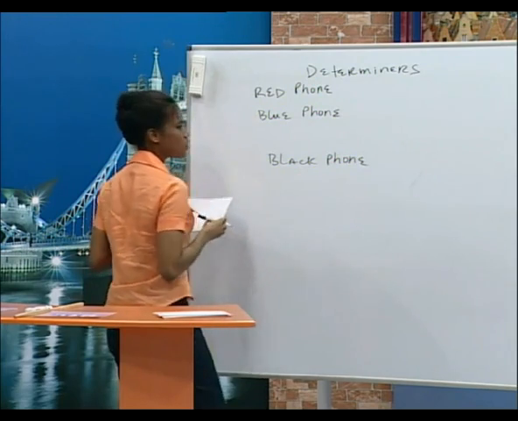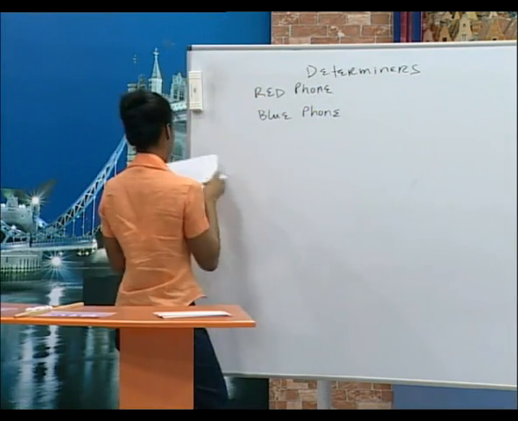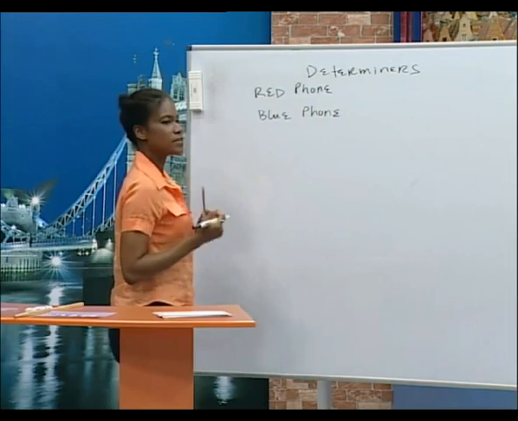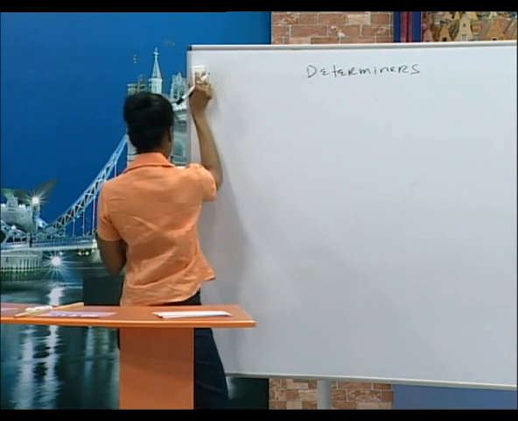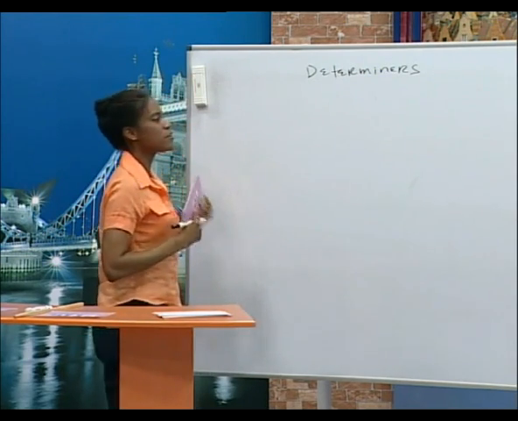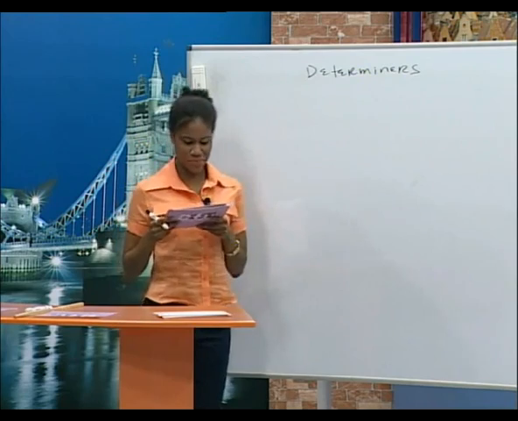And what's the next phone you took? I took the black phone. Black phone, good. And take another one. I took the red phone and the blue phone. Red phone and the blue phone. Okay, so how many phones are now on the table? There are no phones on the table. That's right, you have all the phones now.